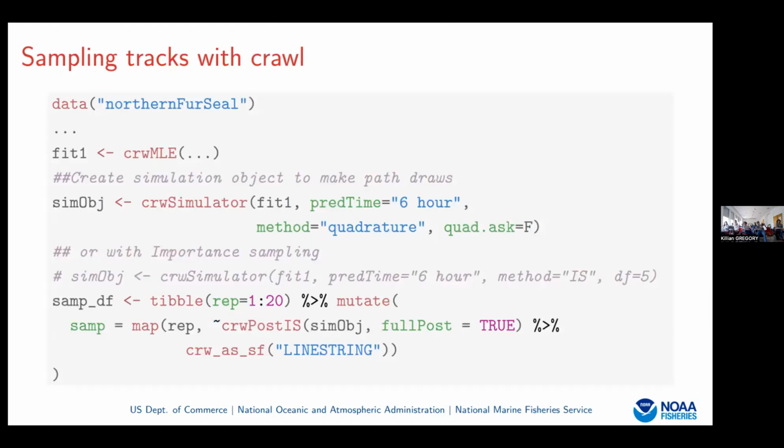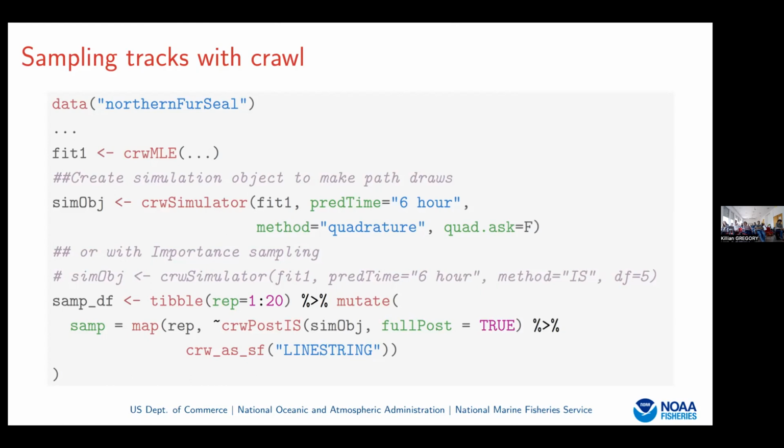So inside the crawl wrap function, essentially this is what's going on. Maybe not the dplyr stuff in there, but this is what he's doing. Once you fit your model, you create a CRW simulator. This is an object that's kind of like creating your own rnorm, so you can draw samples from it. That's what we're doing here. We can tell it, I want a sample location every 6 hours along that track.